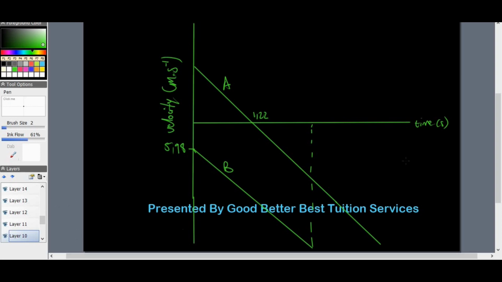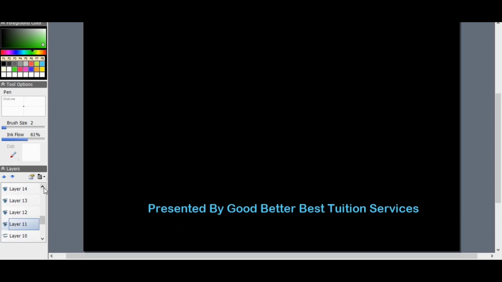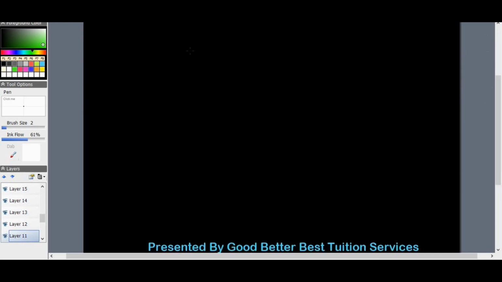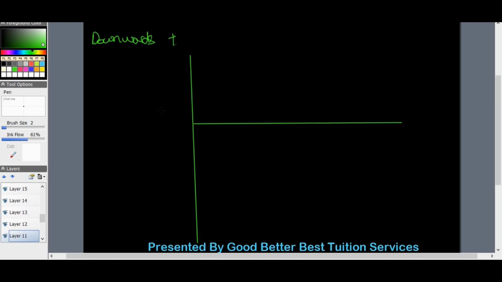For downwards as positive, the graph is going to look exactly the opposite. So A is just going to start from the bottom, and then B is going to continue going from the top. But I'll still draw it so you guys can get perspective. We push this all the way through to the top here. So this is downwards as positive.